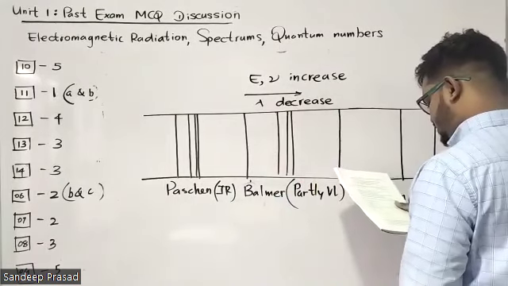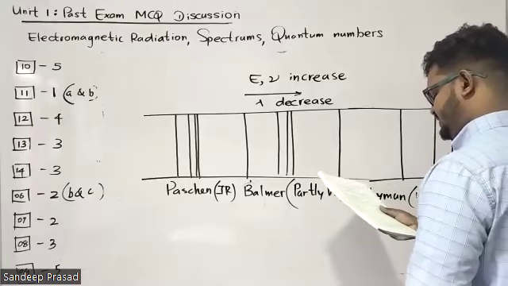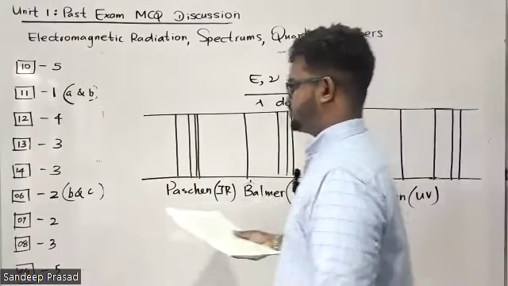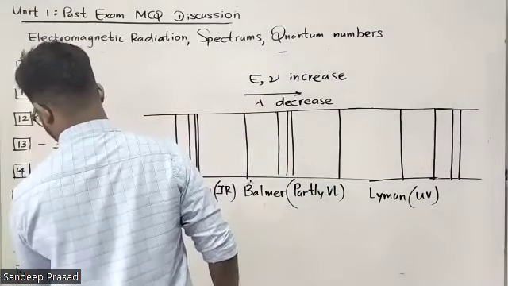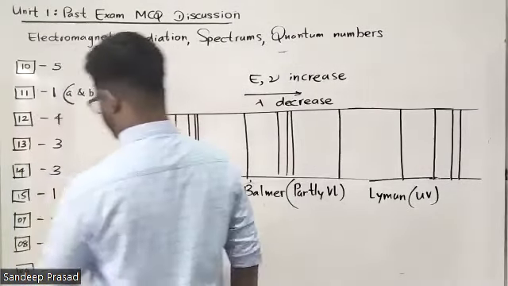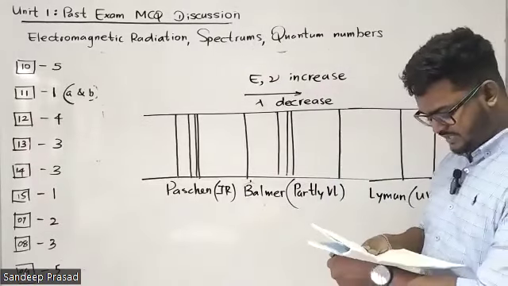So therefore, the correct option should be among the 1, 2, 3, 4, 5 answers. The first one is the correct answer. Question number 15, answer is number 1. Okay. Then question number 16.